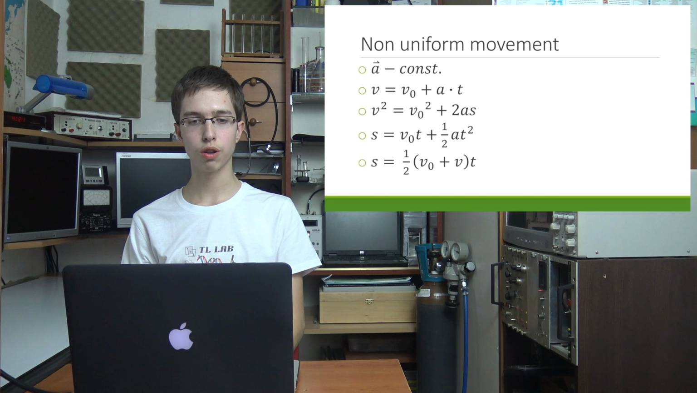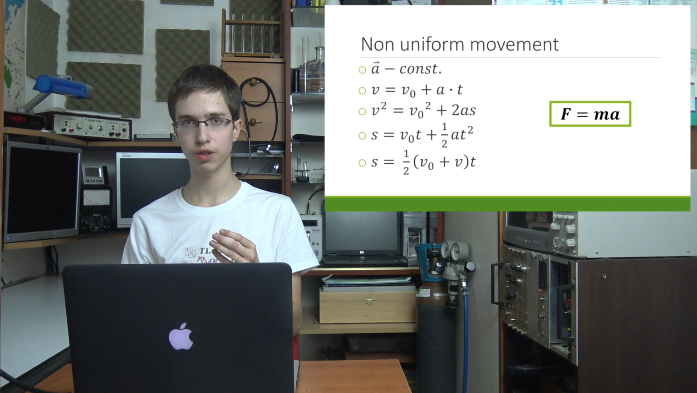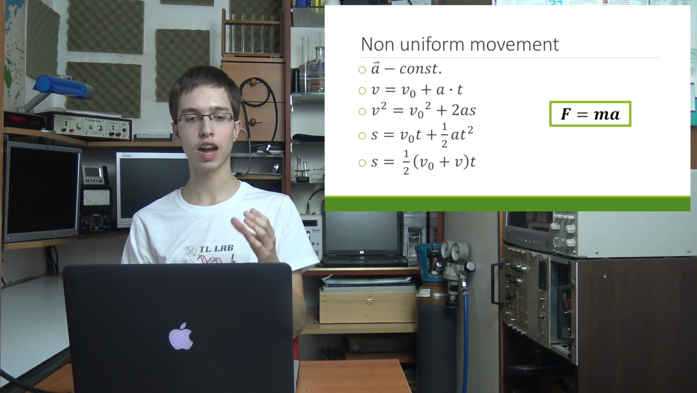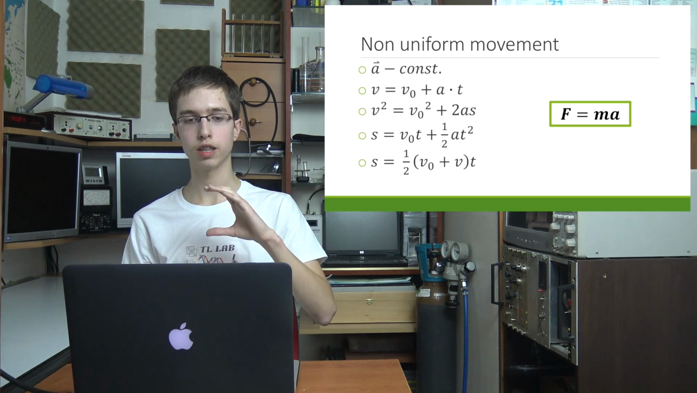And the second type is non-uniform movement. It is when the body has constant acceleration but its velocity changes during movement. So for this type of movement we have a formula for velocity, so v at any given time of the body's movement, which is the sum of the starting velocity v0 plus a times t, acceleration times time, which is again a formula derived from the basic formula for acceleration. So acceleration is velocity divided by time.